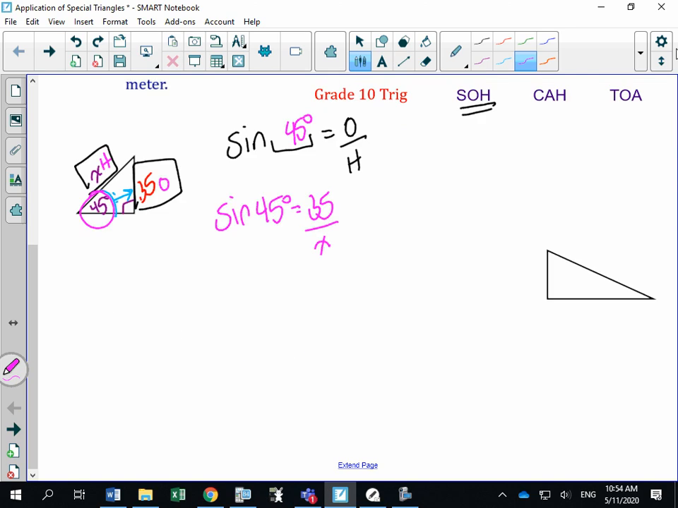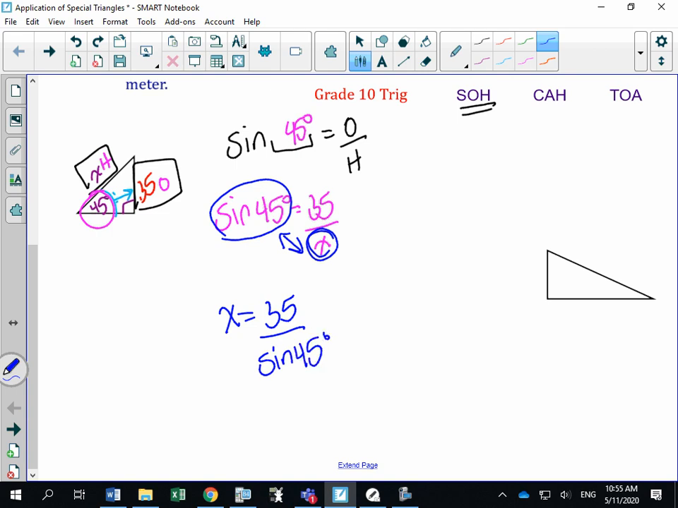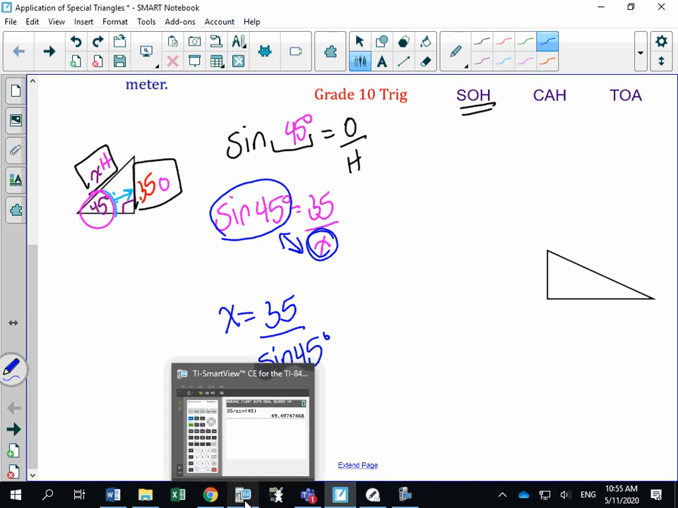I'm not sure if you remember from grade 10, but if x is on the bottom, you can simply swap it out, and we're essentially cross-multiplying in one step here if x is ever on the bottom. So x is equal to 35 over the sine of 45 degrees. Okay, so let's figure out what the length of wire 1 is. 35 divided by the sine of 45.